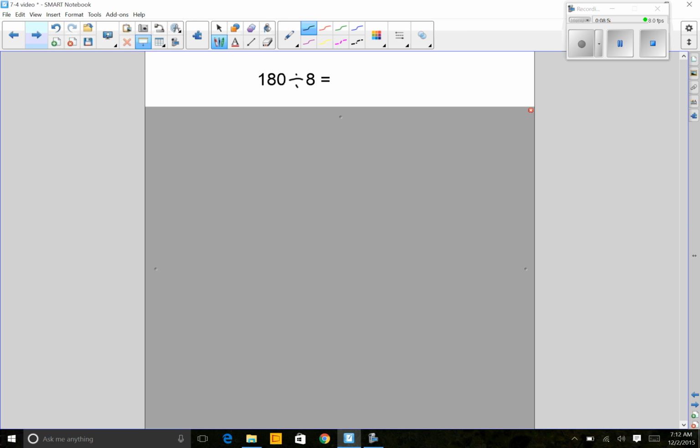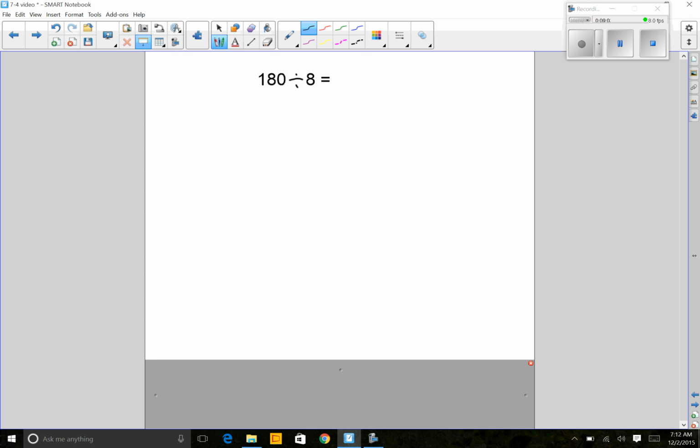Okay, let me show you another one that's a little bit different. It's going to have a slightly different way of doing this. 180 divided by 8. This kind of plays into that whole remainders idea. Okay, so 180. I'm going to change that 18 into something that I'm going to estimate. My first thing is to estimate. I'm going to change that into 160. 16 divided by 8 is 2. 10 minus 0 is 10. So I know I'm going to have something around 20.